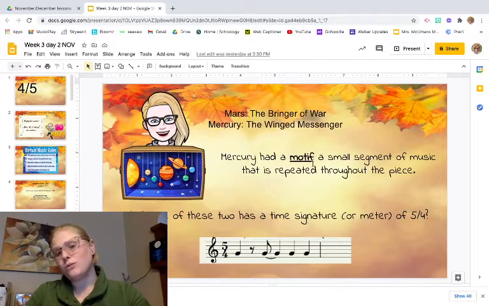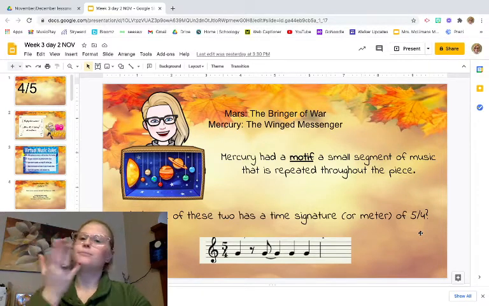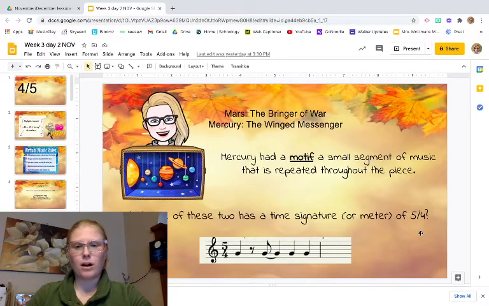Which one of the two, Mars or Mercury, has a time signature or a meter of 5/4, which means 5 beats per measure? It was Mars, and that's part of the reason why it sounds so scary, because it's kind of lopsided. Sounds strange and a little scary.